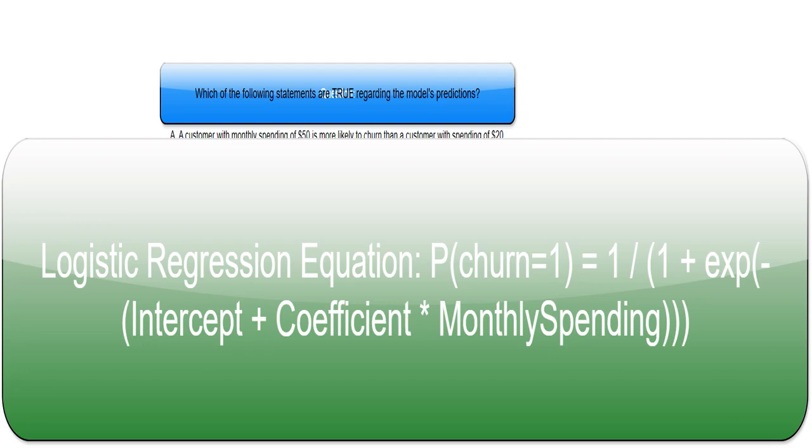This equation calculates the probability of a customer churning. It uses the intercept and the coefficient, along with the customer's monthly spending, to produce a probability between 0 and 1. The equation converts a linear combination of the input features and coefficients to a probability using the sigmoid function, which ensures the probability stays within the range 0, 1.